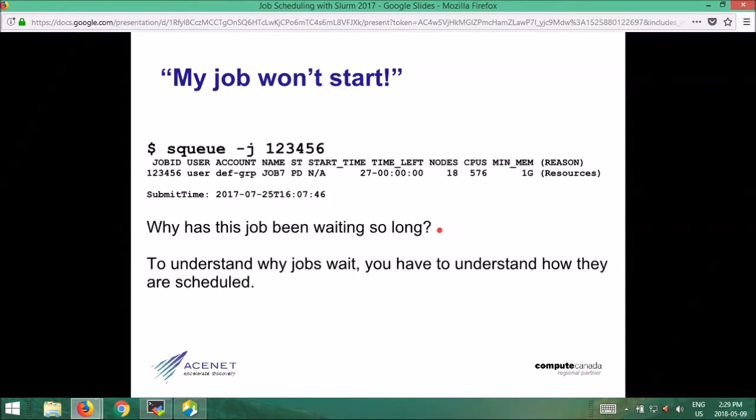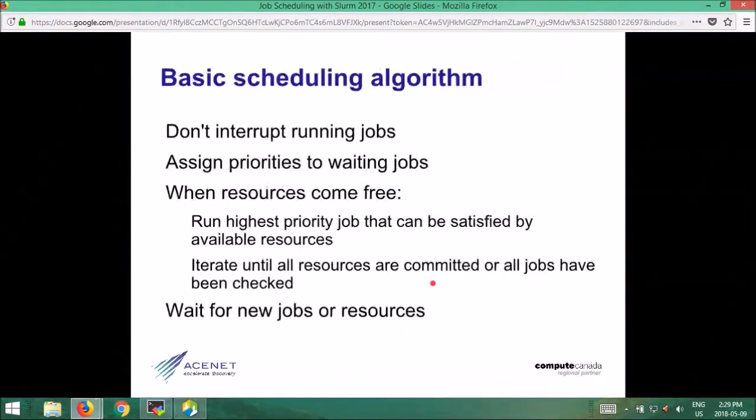And in order to address this question, I'm going to have to first explain to you a little bit about how jobs are scheduled. How does the system decide which job is going to run next? The basic scheduling algorithm is, first, once a job has been started, we generally don't interrupt it. There's very few exceptions to this. It's just wasteful to start a job and then stop it and restart it, and sometimes it breaks the code you're running. So we don't do that. We pick a job, we start it, we let it run until it finishes, or it times out, or it crashes. Second rule, each waiting job is assigned a priority.